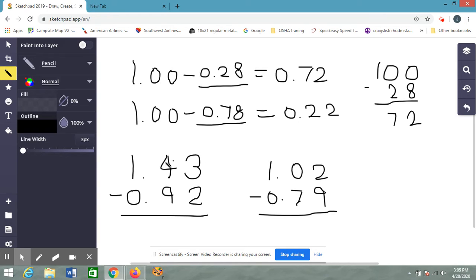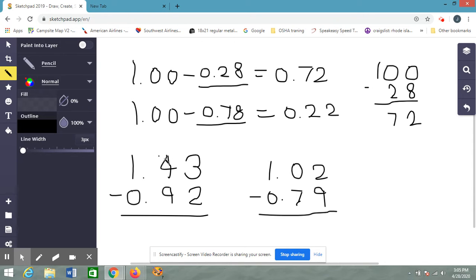But when we're subtracting and borrowing and carrying, it's the same thing, except now instead of borrowing from the ones place and carrying it over to the tenths place, there may be situations where you have to borrow from the tenths place and carry it to the hundredths place. Same way we did it with addition. So let's look at that.